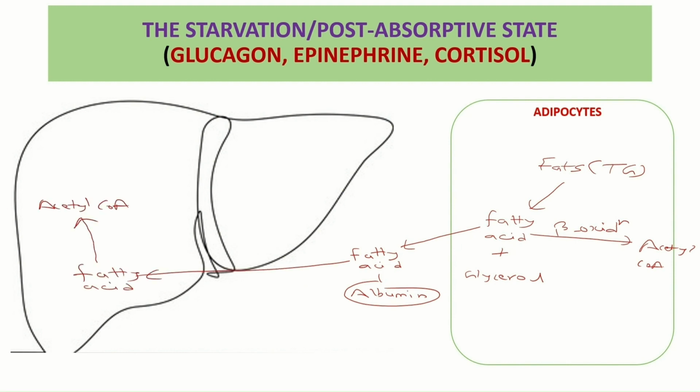This acetyl coenzyme A from fatty acid oxidation can then either enter the TCA cycle to derive energy through the electron transport chain and oxidative phosphorylation. Or, in case of liver, it can be utilized for synthesizing ketone bodies, as we shall see shortly.